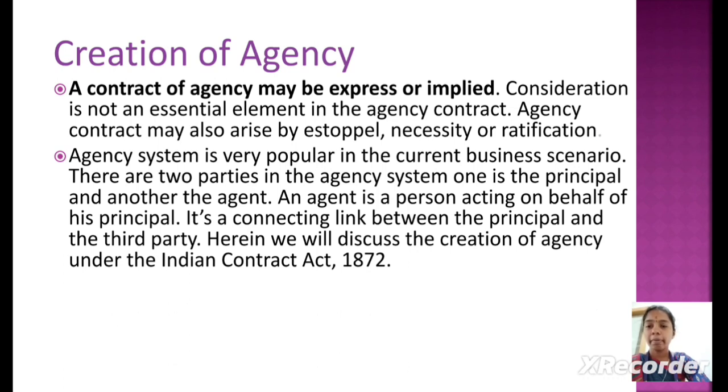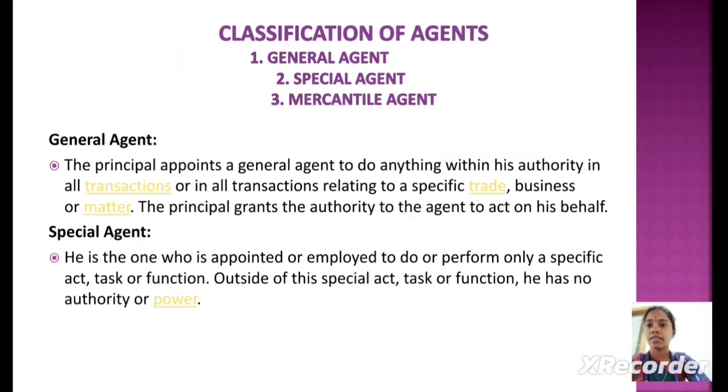There are two parties in the agency system. One is the principal and the other the agent. An agent is a person acting on behalf of his principal. He is a connecting link between the principal and the third party. Herein we will discuss the creation of agency under the Indian Contract Act 1872.